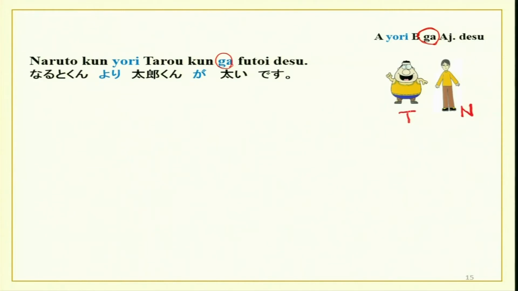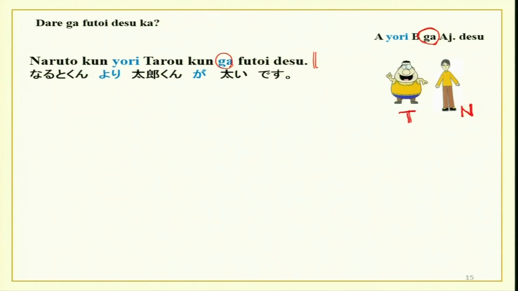Naruto-kun is over here and Taro is over here. So, Naruto-kun ga Taro-kun yori futoi desu. It's a fact. Now, generally in exams, what happens is you may get this statement and then the question could be, what is the question for this statement? So, what are you going to do over here? What should the question word be? Can someone tell me? That's correct.